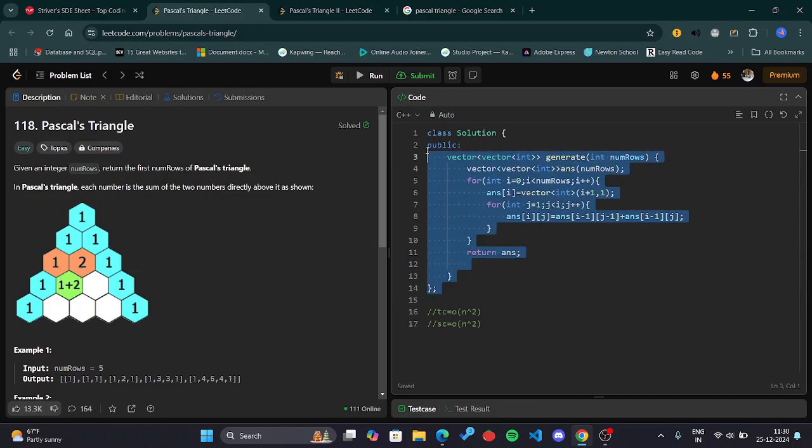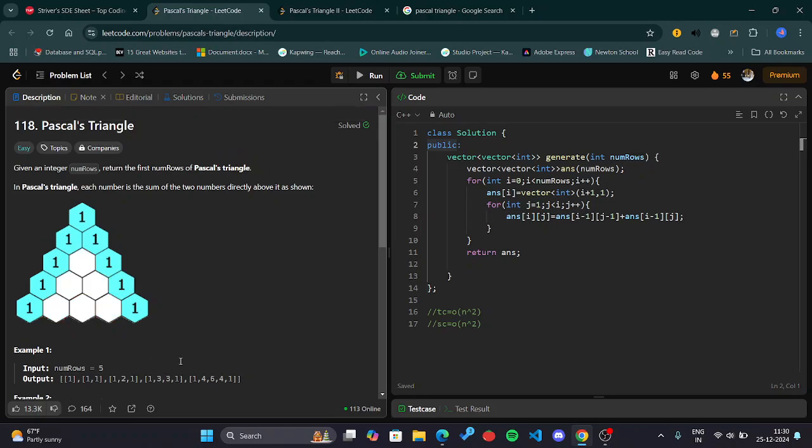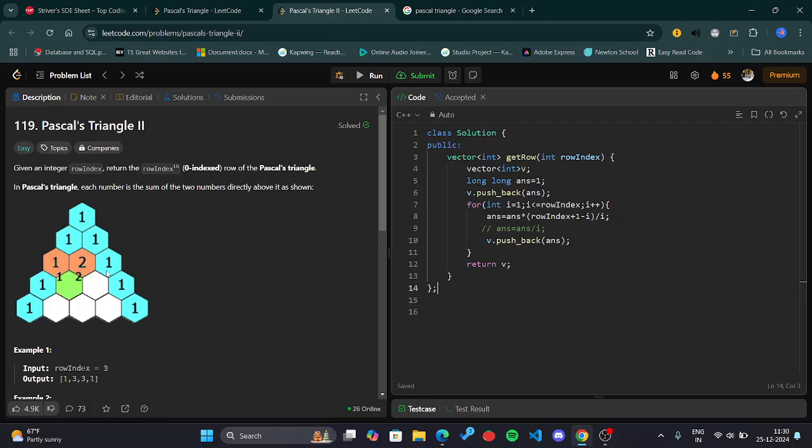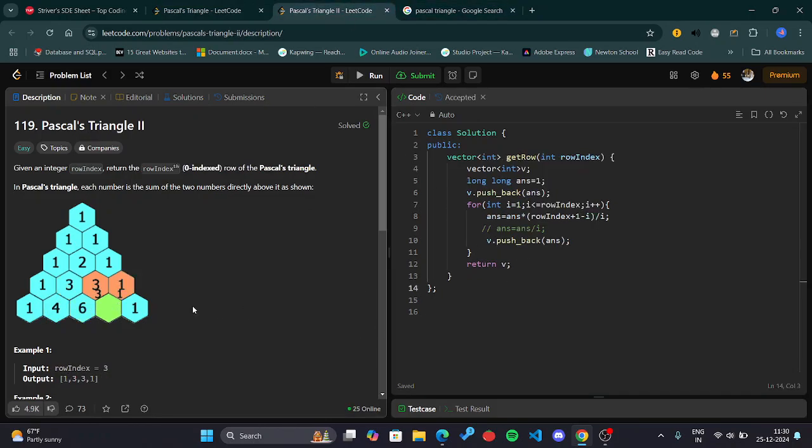The first thought that comes is, okay, if we just think, we can just solve this and then manually call the third row. From here we can get the third row and return it. But why do so many tasks? This can be your initial thing: we just solve it like Pascal triangle 1, get this, and then manually return the third row. But why do so many tasks? This will have a bigger time complexity.